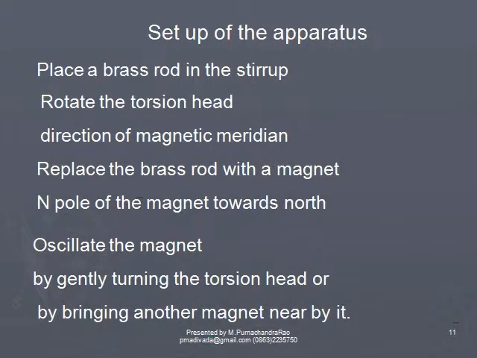Now the stirrup is set along the magnetic meridian. Replace the brass rod with a magnet and see that the north pole of the magnet is kept towards north. Oscillate the magnet by gently turning the torsion head or by bringing another magnet nearby.